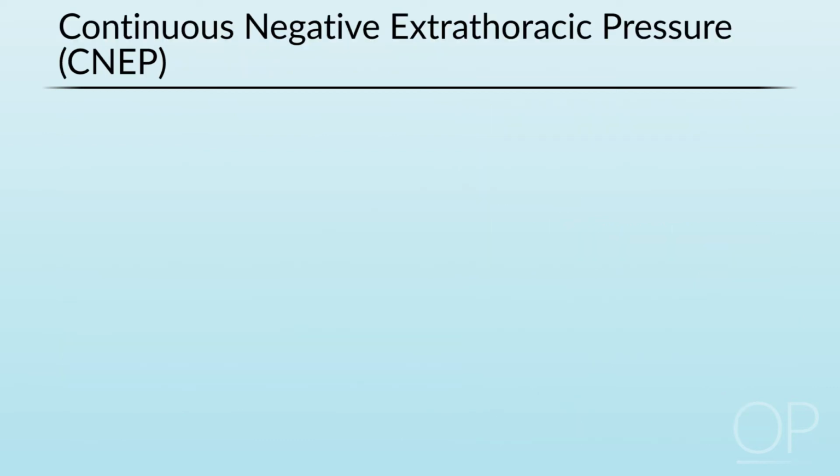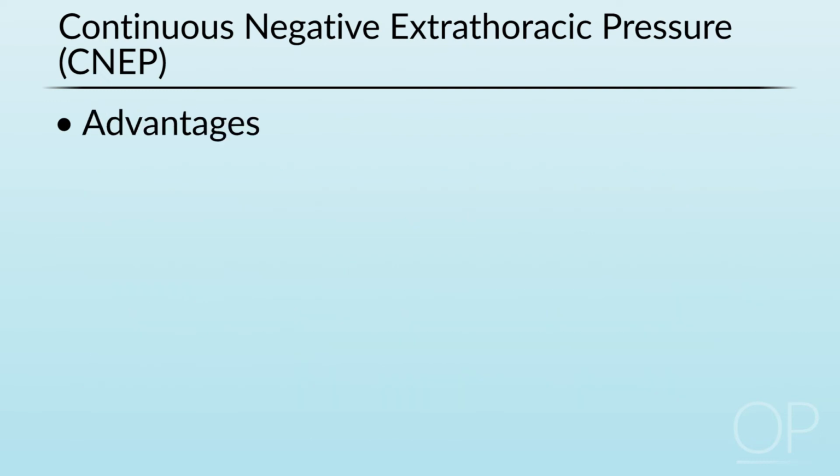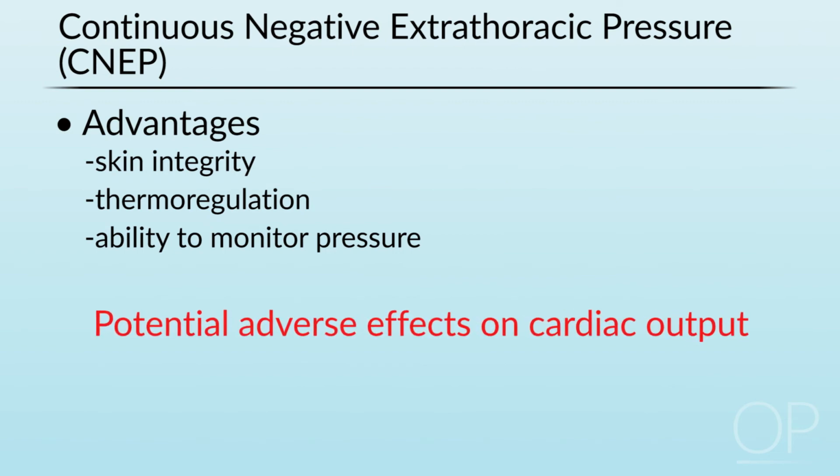So as we talked about, CNEP, continuous negative pressure, is analogous to CPAP. There's a control mode and there's a synchronized mode. That's important to know because this is coming, this will be in your patients, and each one of these things definitely has a different interaction with your cardiopulmonary status. Advantages include skin integrity, thermoregulation, ability to monitor pressure, but potential adverse effects on cardiac output. What do I mean by that? Let's talk about this specifically.